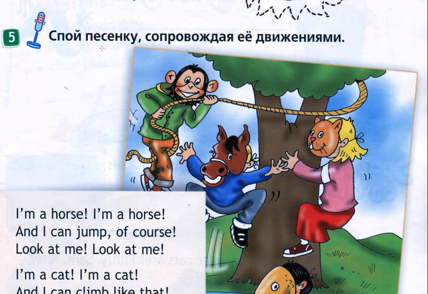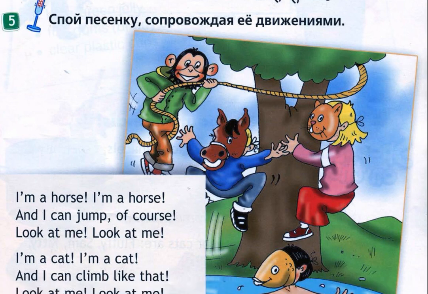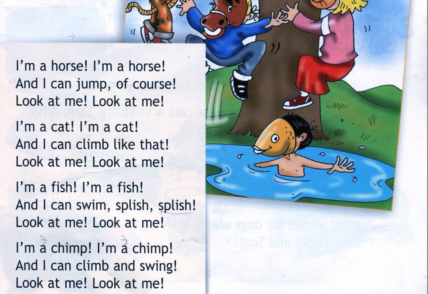My dear friends, we must do exercise number 5. Look at the picture, please. And read. Read after me. I am a horse. I am a horse. And I can jump, of course. Look at me. Look at me. I am a cat. I am a cat. And I can climb like that. Look at me. Look at me.